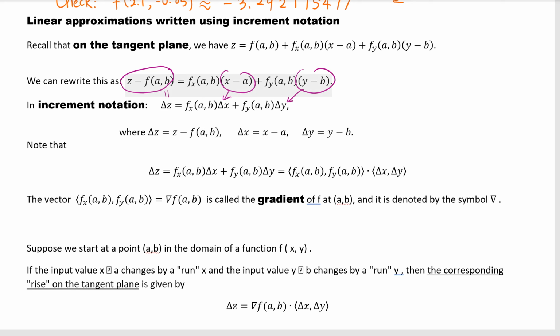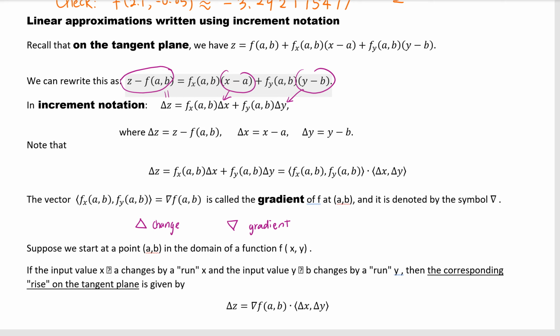This is the same as the dot product of two vectors. The first vector is partial f partial x, comma, partial f partial y. The second vector is change in x, comma, change in y. The first vector we call the gradient of f at (a,b). So this symbol means change in the quantity, but this one means the gradient. The upside down triangle denotes the gradient.